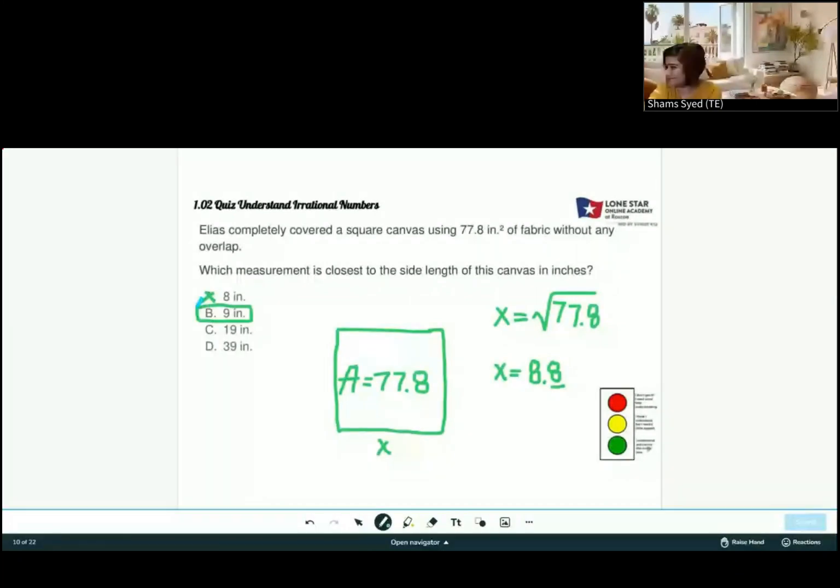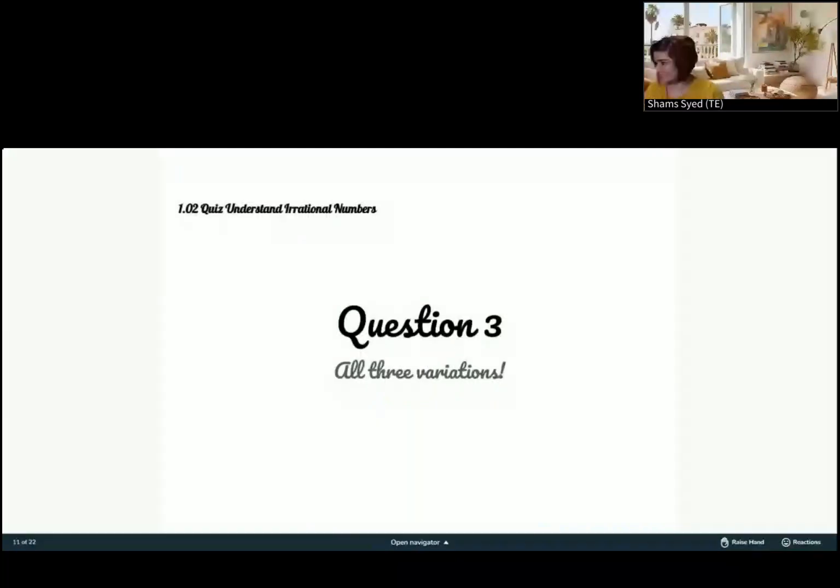Right? Whereas C and D are quite not the right answers. Let's go ahead, move on to question 3. Yes, it is closer to 9. Shamir says 8.8 is closer to 9 than to 8. That's absolutely correct. And Ramita, absolutely correct. Let's look at question 3 for the 1.02 quiz.